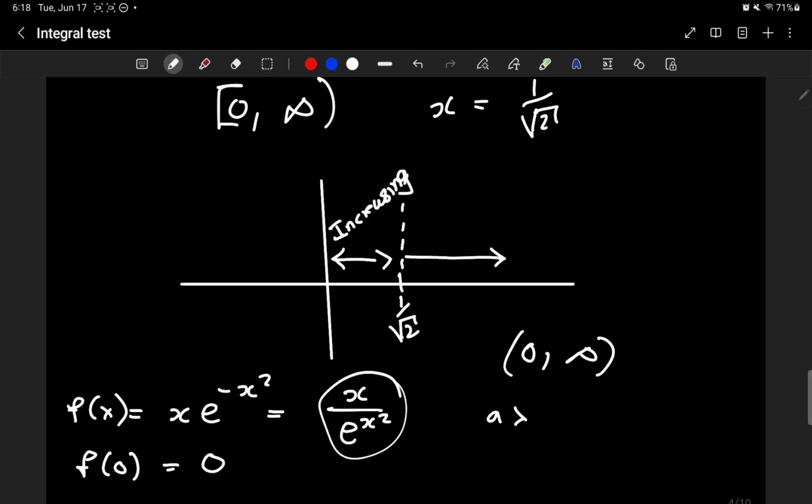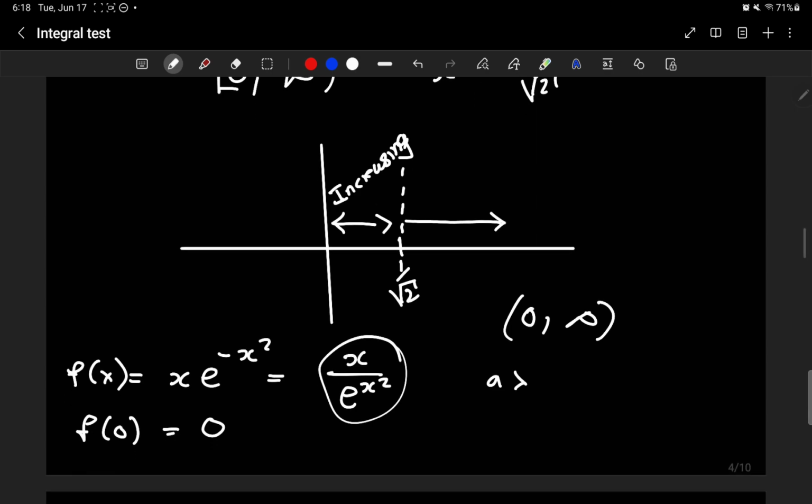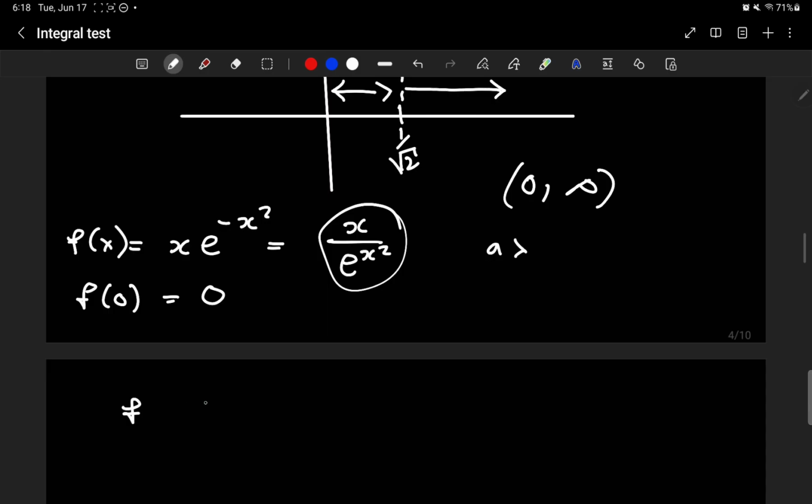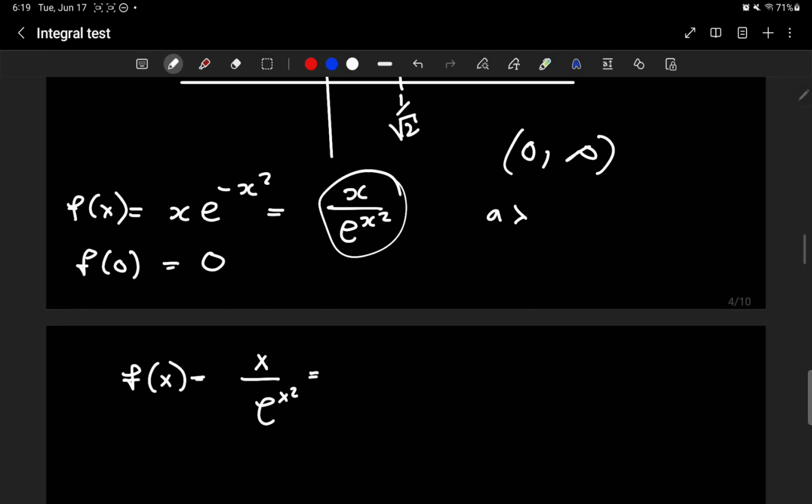What will be happening going forward? Again, you can pick test numbers. Here, picking a number, let's say 2 or 3 or 4, anything really, but the number should just be greater than 1 over root 2. If you pick such a number and substitute in the function, notice that now, since you have x squared, it is x over e to the x squared. In this case, when x is, let's say, 2, you're going to have 2 over e to the 4. 2 squared will be 4. When x is, let's say, 3, you're going to have 3 over e to the 9.